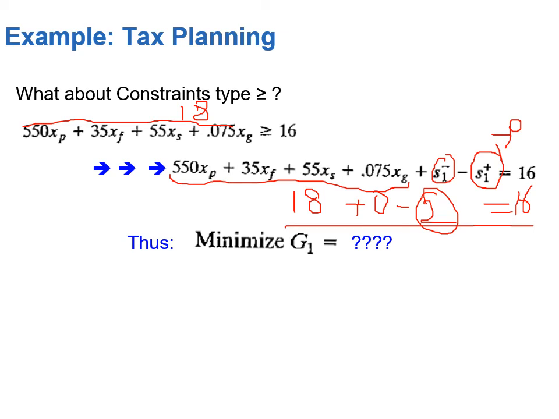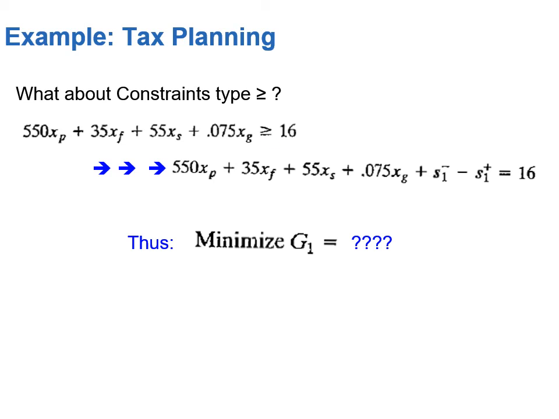So the conclusion here is this. When the constraint is a greater than or equal to constraint, then our goal is to minimize the negative deviation. When the constraint was less than or equal to, we wanted to minimize the positive deviation. When it is greater than or equal to, we wanted to minimize the negative deviation.